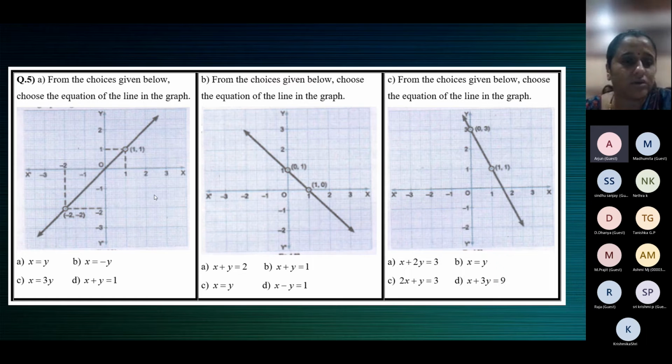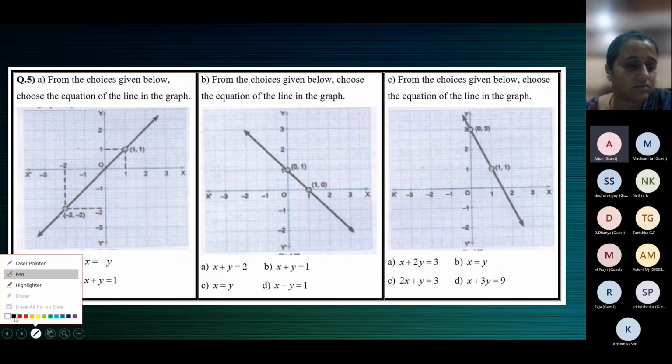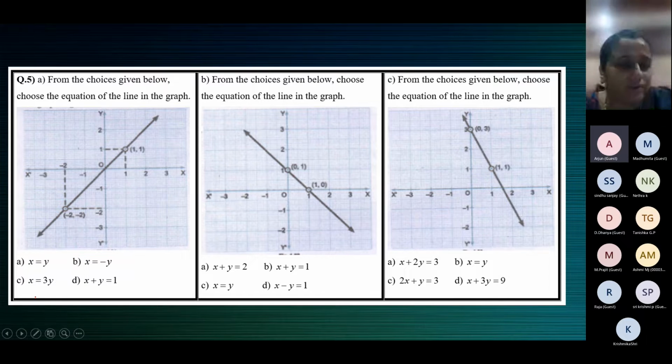All right, children. The question is: from the choices given below, A, B, C, and D, choose the equation of the line in the graph. On the graph paper, you can see a line. What is the equation of that line? You choose it from the 4 options given below. That's the meaning of the question.